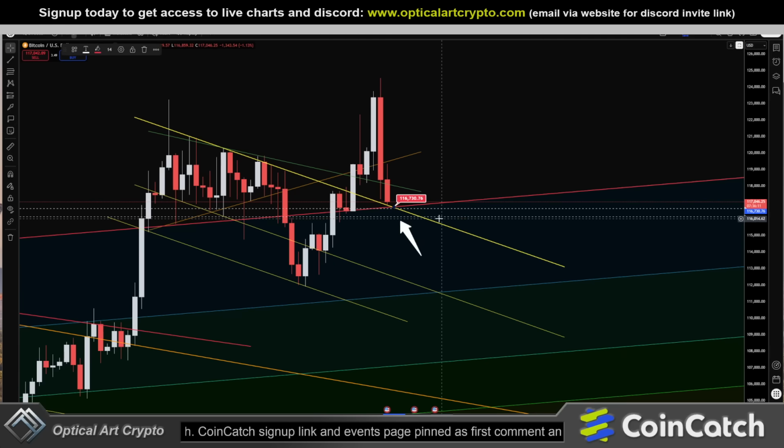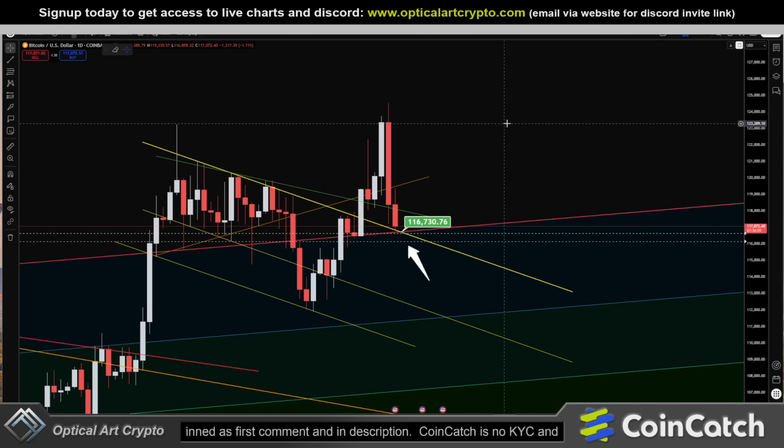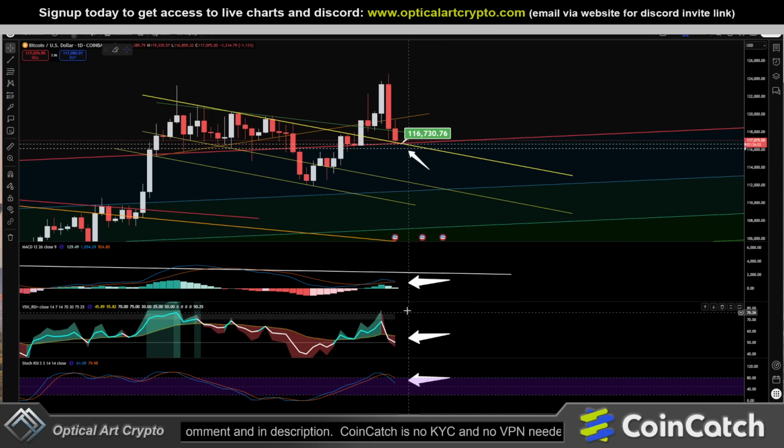This is 116,730. Let me make this bigger so you can see it. Okay, so 116,730. Keep in mind, we do have some bearish indicators on the daily, but again, that does not mean we cannot push up. But we're at a key support, so if you want to chance along with a stop below, it's up to you.